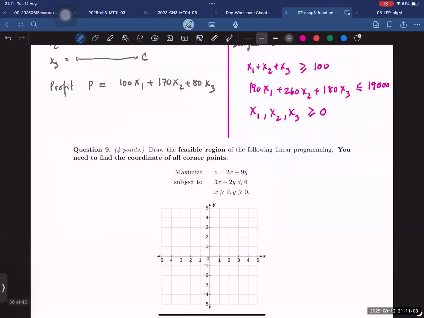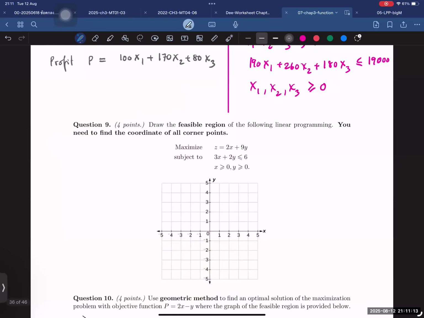All right. Now, okay, the next one is just to draw the feasible region. You need to find the coordinates of all corners. All right. First, from this, maybe we start with 3x plus 2y equal to 6, and then we identify the feasible region that is less than or equal to 6. Okay, first, maybe we start with 0, right? When x is 0, we get 2y equal to 6, or y is 3. So we got 0 and 3.